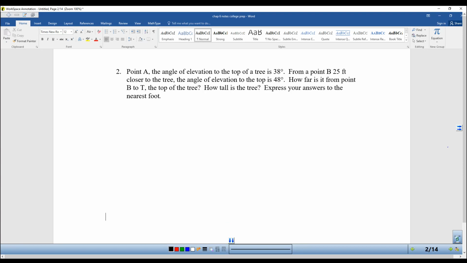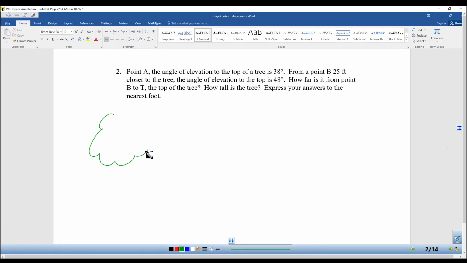Number 2, point A, the angle of elevation to the top of the tree is 38 degrees. From a point B, 25 feet closer to the tree, the angle of elevation to the top is 48 degrees. How far is it from point B to T, the top of the tree? And how tall is the tree?